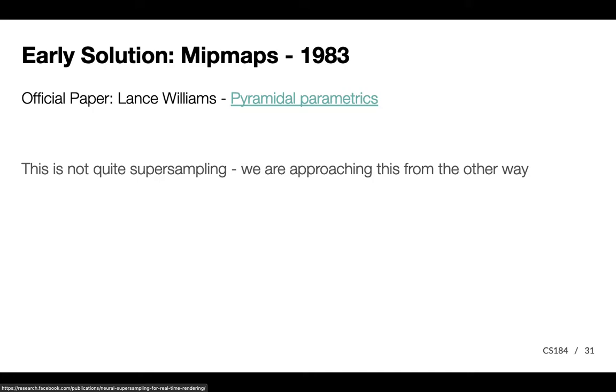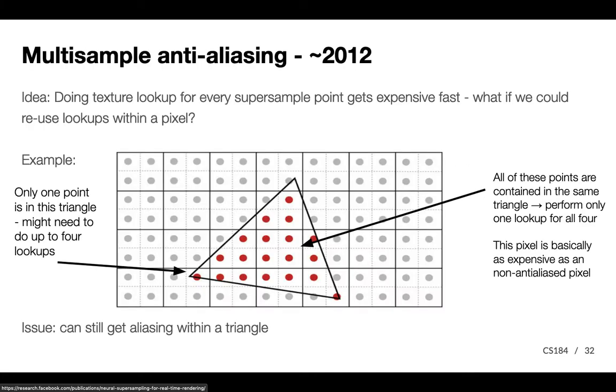Then after a while, in about 2012, there was more work on actual anti-aliasing, right? And this was a big improvement in anti-aliasing that was then the state of the art for a little bit. So this is multi-sample anti-aliasing, or MSAA.